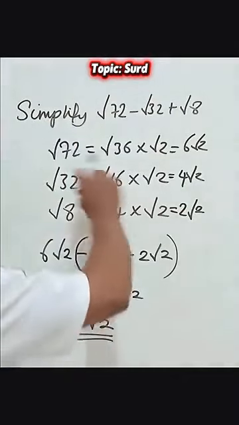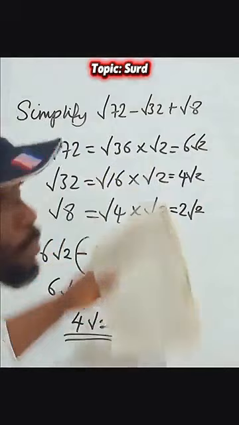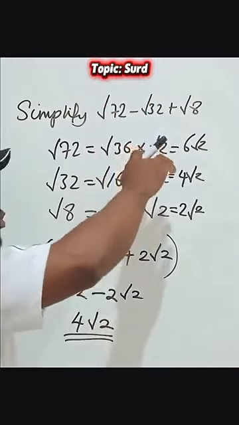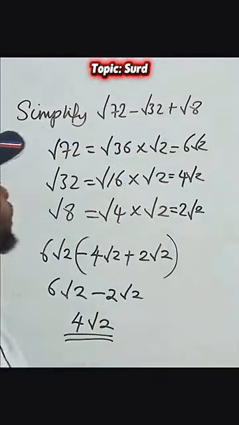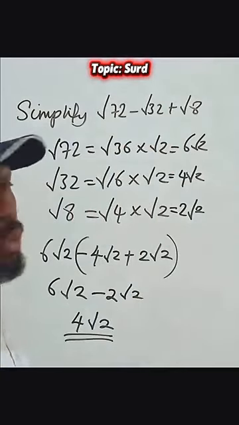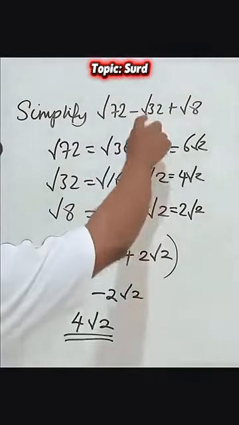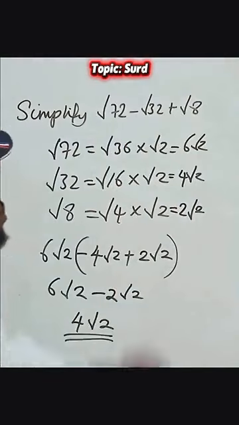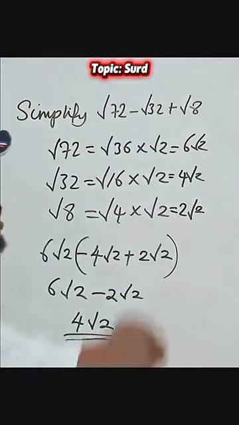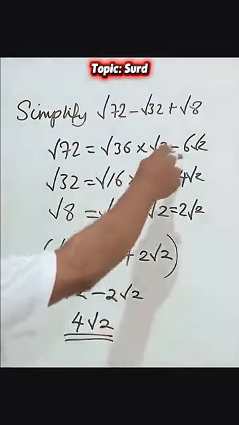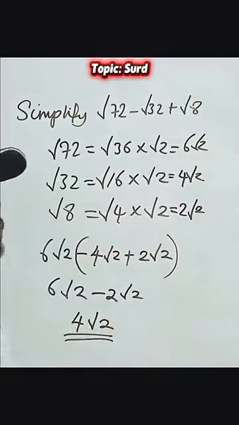Now look at the expression on the board. In this example, we're asked to simplify the square root of 72 minus the square root of 32 plus the square root of 8. These numbers cannot be expressed as a whole number. 72 cannot be expressed as a whole number, 32 cannot be expressed as a whole number, root 8 cannot be expressed as a whole number. But we're able to simplify the expression because we break them down into perfect squares. So we have root 36, which is 6, root 16, which is 4, and root 4, which is 2.